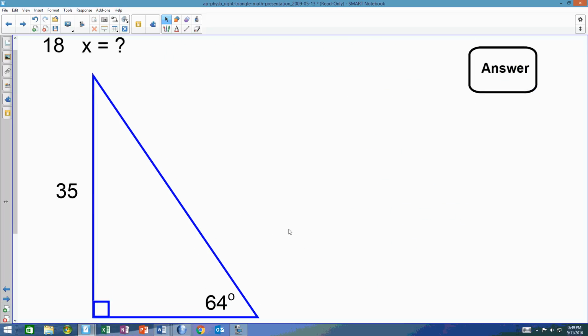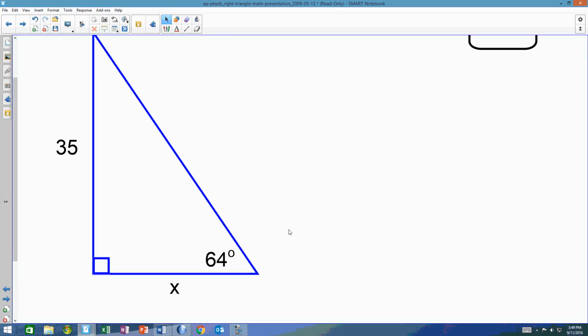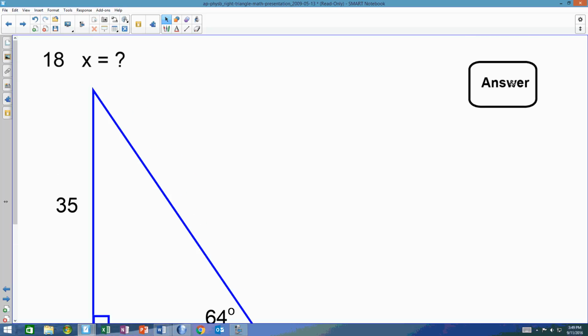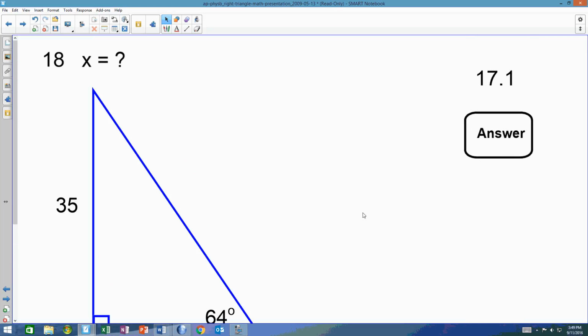Okay, so let's practice this. Here we have a triangle. We want to solve for x. Go ahead and pause the video now. Okay, so here's the deal. We want the adjacent side, we have the opposite side. That tells me we're going to use tangent theta. So tan of 64 degrees is equal to 35 divided by x. So then we can solve for x. And you should have gotten 17.1.